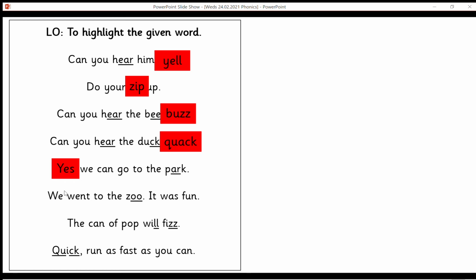We went to the zoo. It was fun. We went to the zoo. It was fun. I would like you to put your finger on the word zoo for me.